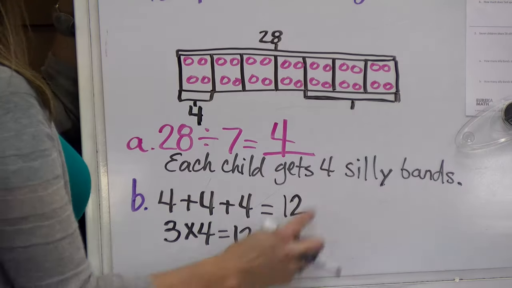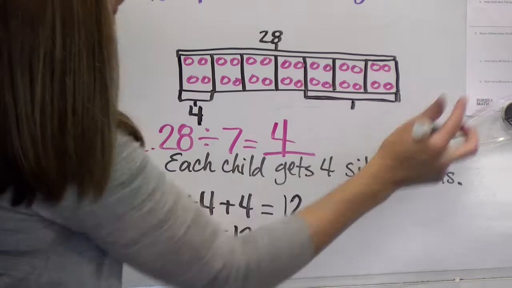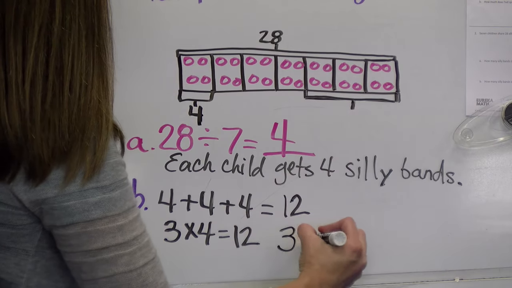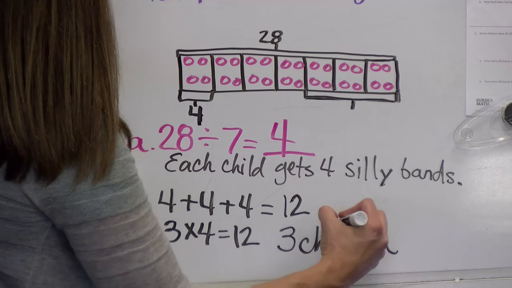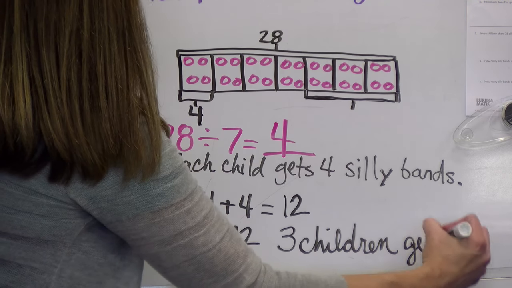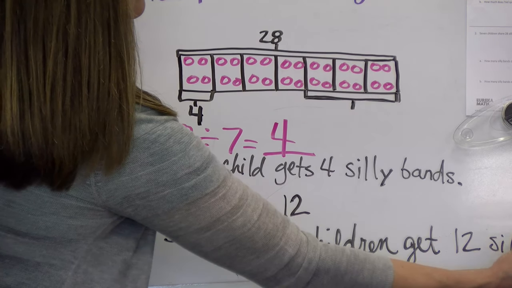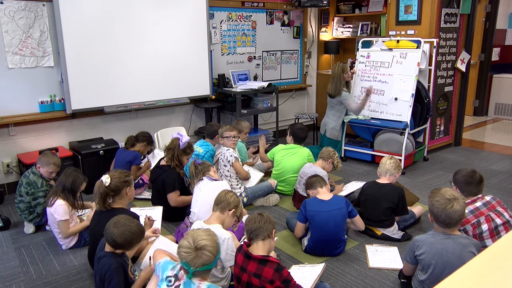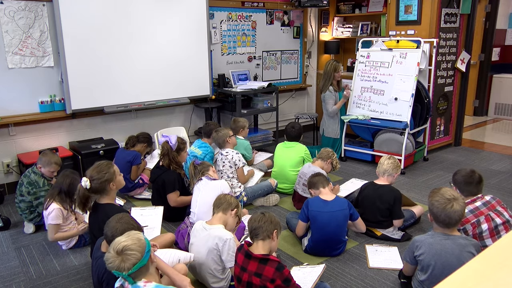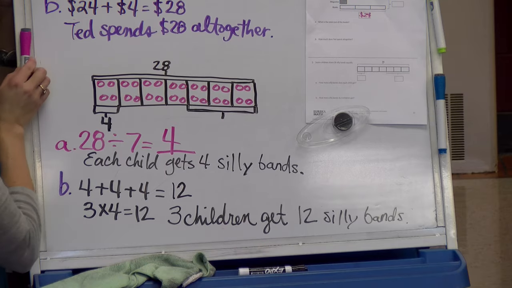Okay, we did do a count by when we skipped counting out loud. Same thing. Thinking. Hey, how many silly bands do 3 children get? 12. 3 children. Write your complete sentence answer. If you didn't, get 12 silly bands. Period.